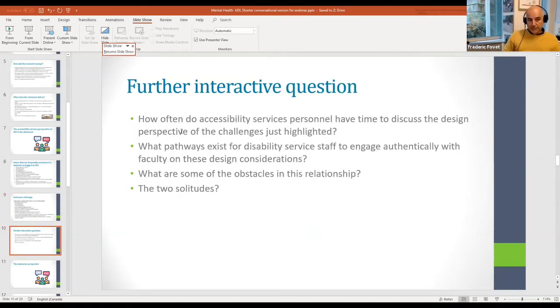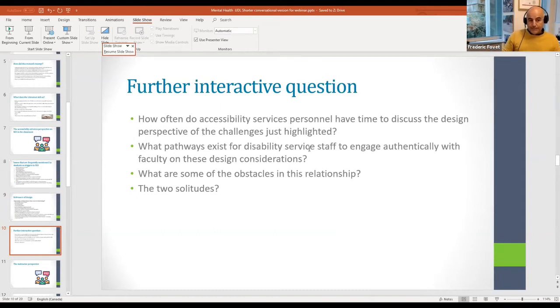How often do disability service personnel have time to discuss the design perspective of these challenges with faculty? Open question, but I think on most campuses these are rare opportunities. And why? Because of our silo mentality, because of a lack of bridges in communication, because of etiquette, because it's very difficult for disability services to tell a faculty member that some of what's happening here is because of the design of your assessment, the design of instruction.